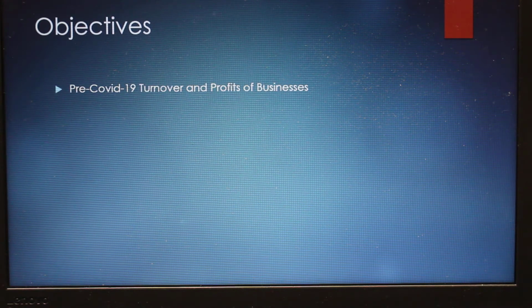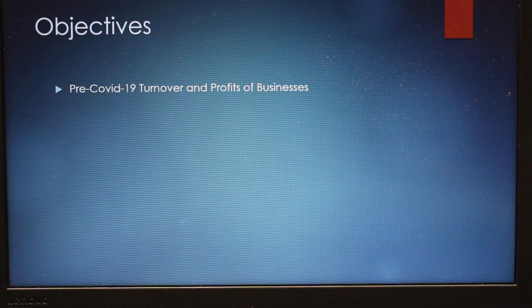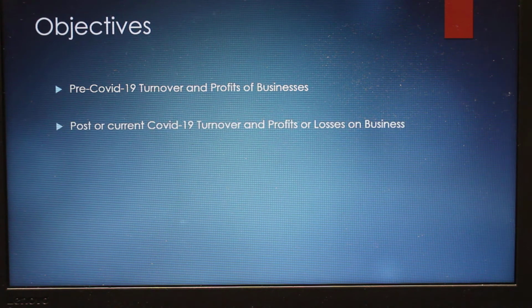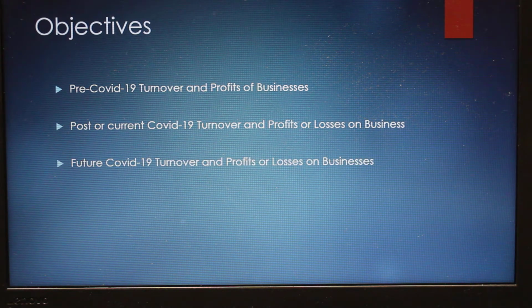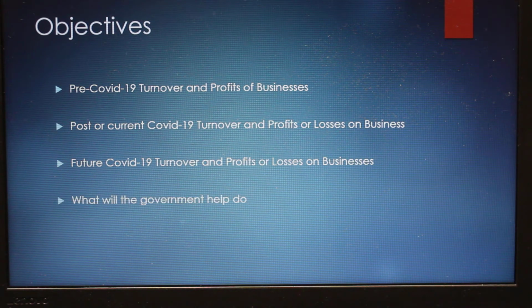Our objectives are the pre-COVID-19 turnover profits on business, the post or current COVID-19 turnover profits or losses on businesses, future COVID-19 turnover profits or losses on businesses, what will the government help do, and then we will conclude.